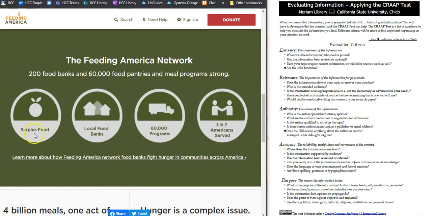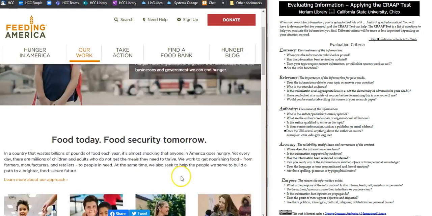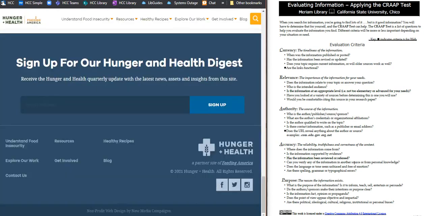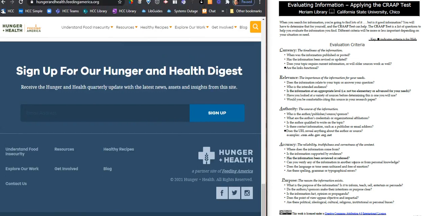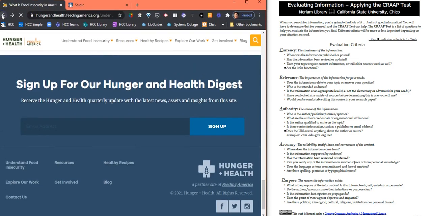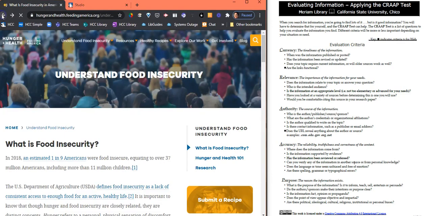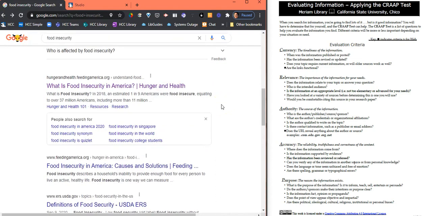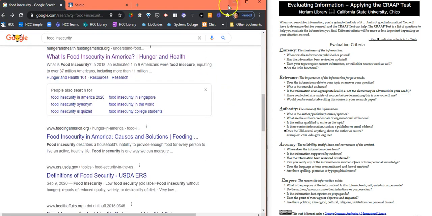So I'm assuming they're going to be trying to get food, trying to save food from being wasted. Okay. So that's just one source. And of course, I would have to take a look at that a little bit more to actually answer all of those questions. I can't just trust that all of those are correct just because I found that on the site and it looks legitimate.